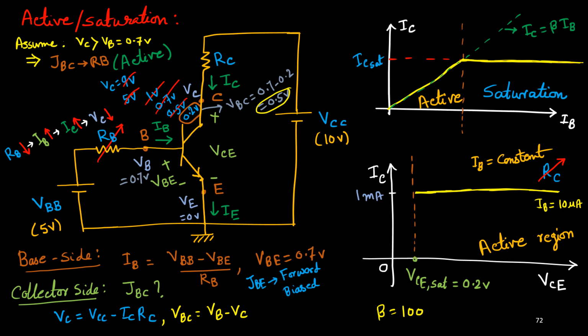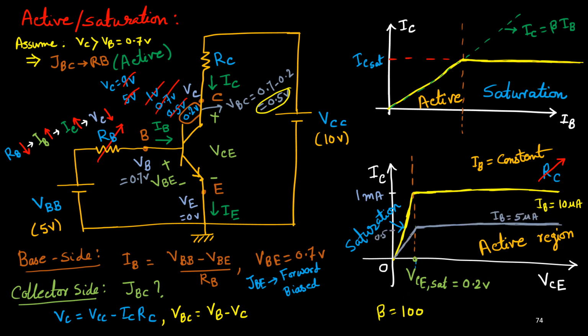Now, in saturation region, I've already said it is almost constant here, but actually you can get this kind of slope, but this is a very high slope. So forget about this part. I have already said if VCE is less than 0.2 volt, it is in saturation region, right? But ideally, practically, I can say that VCE is getting saturated at 0.2 volt only.